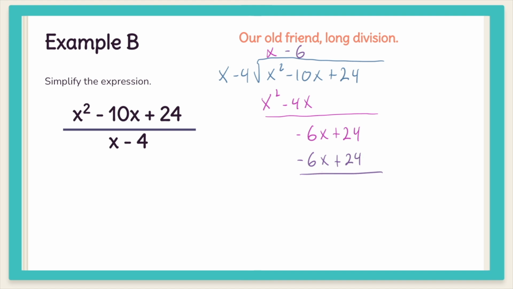Negative 6x minus negative 6x, so a negative minus a negative is going to end up giving us 0. And 24 minus 24 is going to end up giving us 0. So we're done. So x minus 6 is our simplified term. Now let's take a look at the last one.